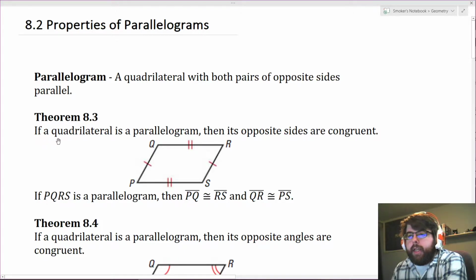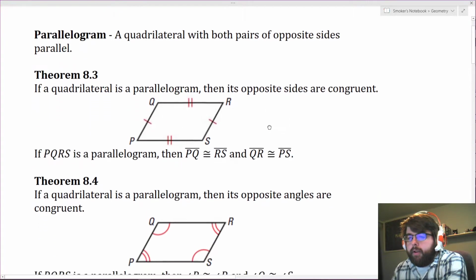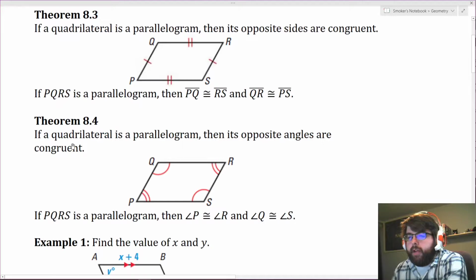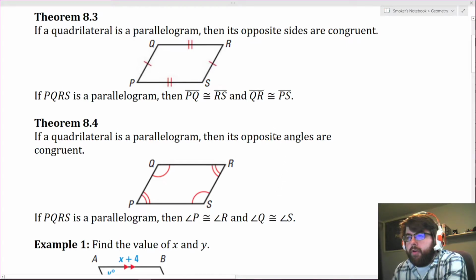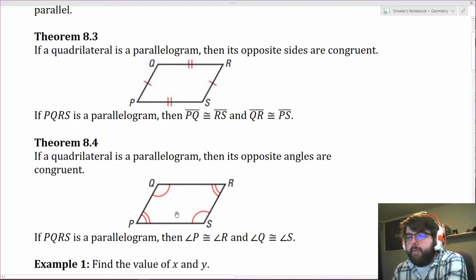A quadrilateral is a parallelogram if opposite sides are congruent. That means that sides opposite each other have equal length. A quadrilateral is also a parallelogram if opposite angles are equal. The angle measures of opposite angles are the same. So these are two characteristics of parallelograms that are pretty important.